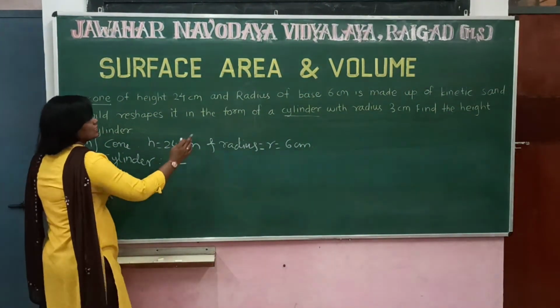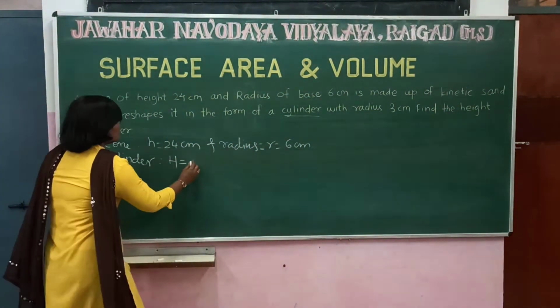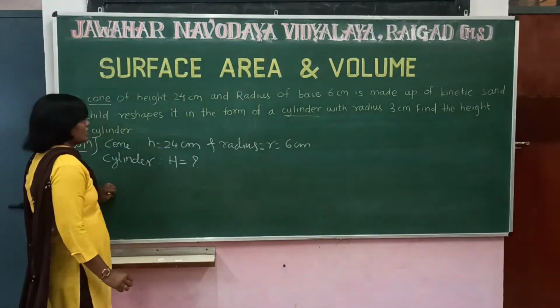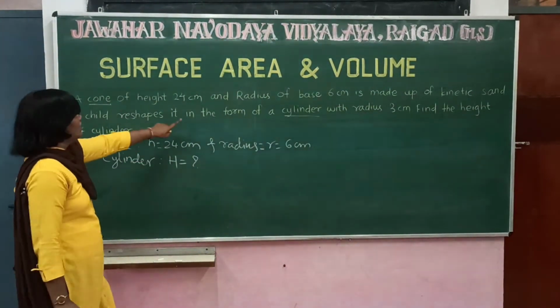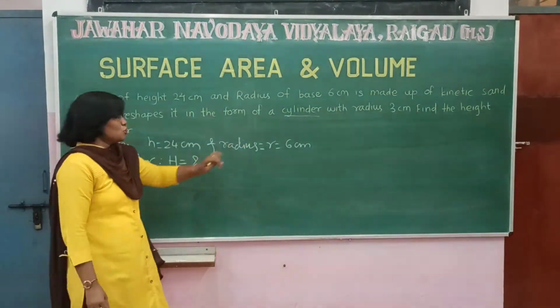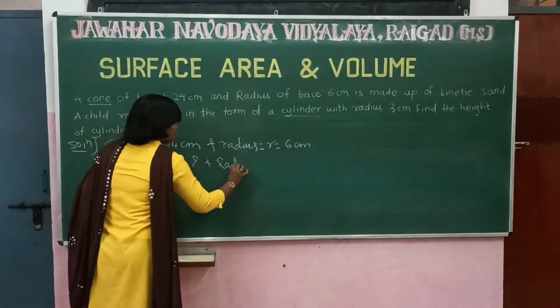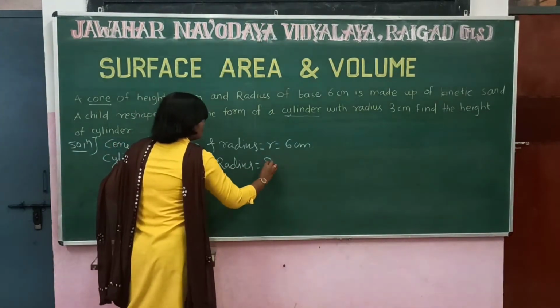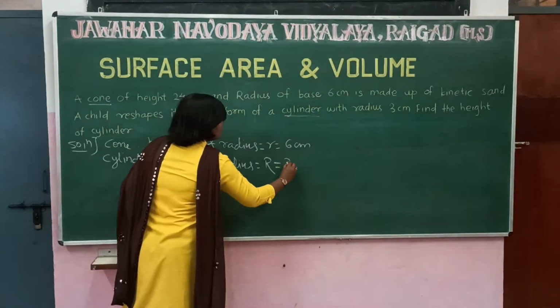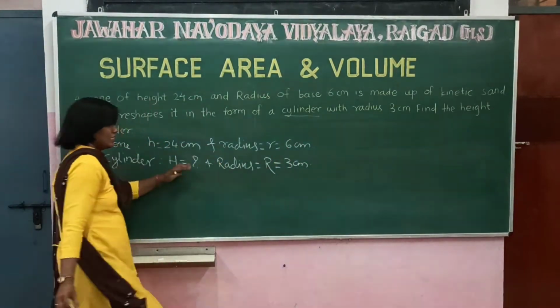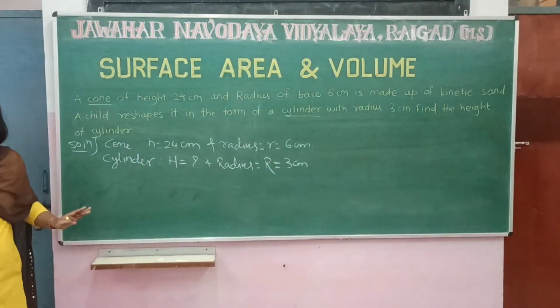So capital H, is this given? Find the height of the cylinder. So this is not given. And what else is given? In the form of cylinder. So again small r is gone, so I will make it capital R. That is 3 centimeters. This is the data that is given.